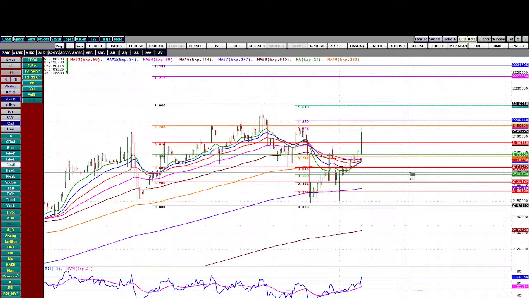22,000 and stop at 22,080. That means about 80 pips higher.